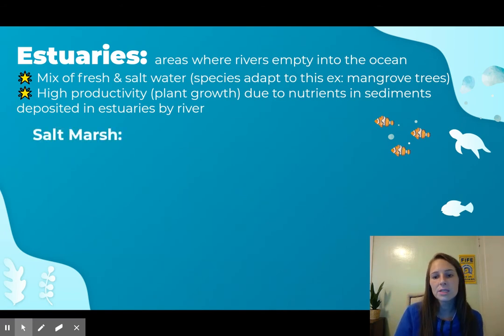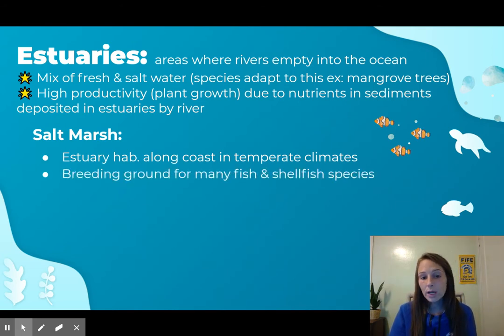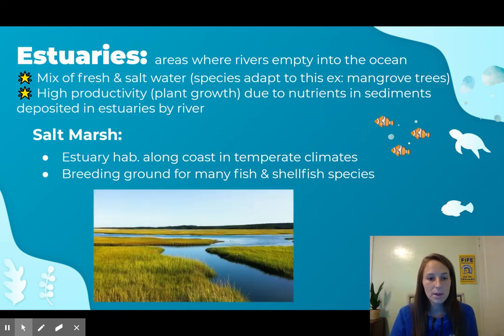And we have a few different types of estuaries. So we've got a salt marsh, and this is going to be along the coast in temperate climates. It's a breeding ground for a lot of fish and shellfish species, so it's really important for a lot of these organisms. They live out in the ocean and then they come up, they lay their eggs here, and then they go off because this is kind of a protected, productive area where a lot of their offspring can survive. And this is going to be an example of what a salt marsh looks like.